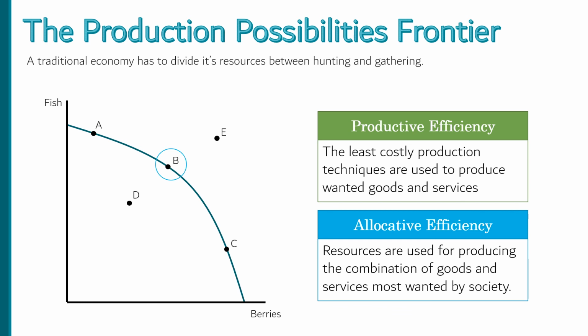But A and C could be allocatively efficient too if the tribe just loves fish or berries a lot more than the other. The key is that our choice between the options that meet productive efficiency will be determined by how our economic system tries to meet our needs and wants. And if that system is successful in that effort, the outcome will be allocatively efficient.